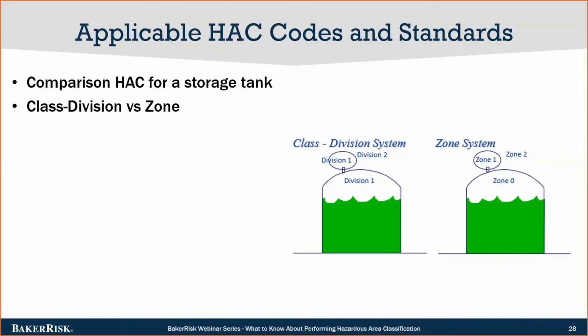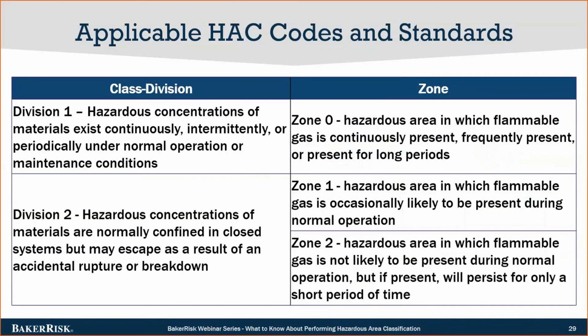To look at these things with some text associated with that, I don't expect you to recall this, but just understand that division 1 is the hazardous location of materials which exist continuously, intermittently, or periodically under normal operation or maintenance conditions. On the zone side, zone 0 is the hazardous area in which flammable gas or materials is present continuously or frequently or for long periods of time.